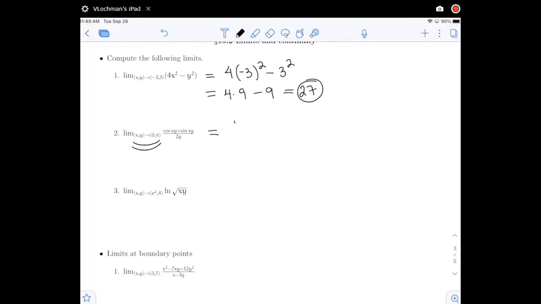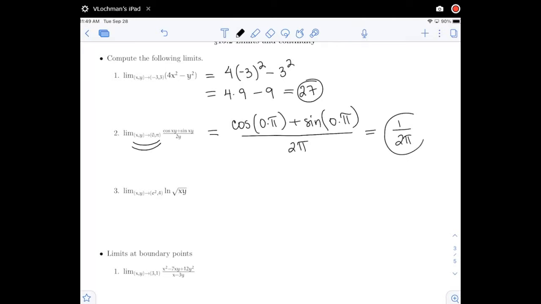This is going to be cosine of 0 times pi, plus sine of 0 times pi, divided by 2 pi. Okay, sine of 0, that's 0, cosine of 0, that's 1, so the answer is 1 over 2 pi.